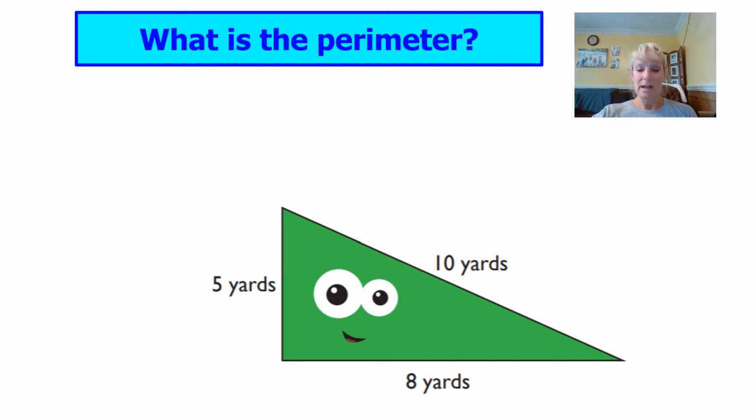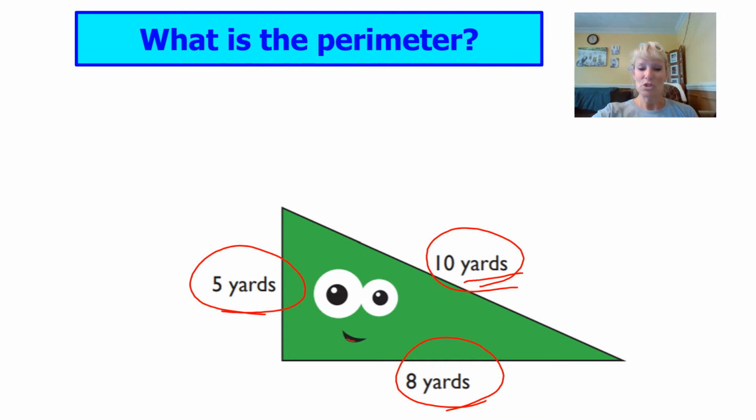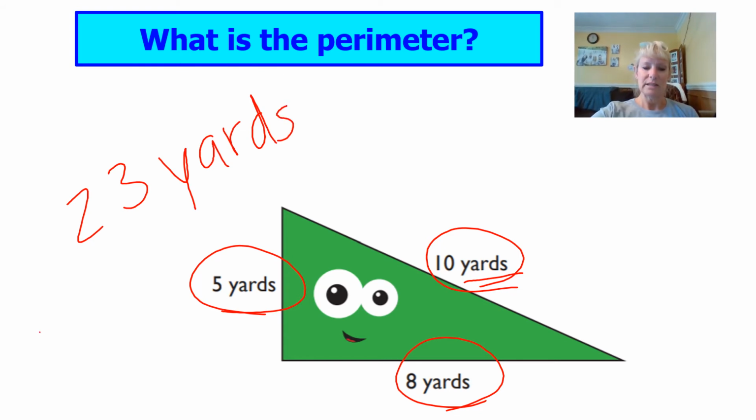All right, I notice that I am now in yards. I'm measuring in yards. That's the units. So behind my answer, I need to have yards. I have 10 yards and 8 yards, which is 18, and 5 yards, which is 23. So 23 yards. You actually might see it like this too. Something like that. 23 yards is the perimeter.